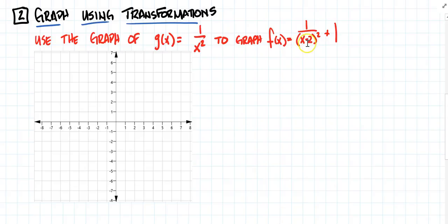Box number 2 is all about using transformations to take 1 over x squared and transform it into 1 over x minus 2 quantity squared, and then a plus 1. So we need to take a moment to understand what this inside minus 2 is going to do, and what this plus 1 is going to do. Right now I want you to make a guess as to what you think the x minus 2 is going to do to the graph, and then what the plus 1 on the outside is going to do to the graph.